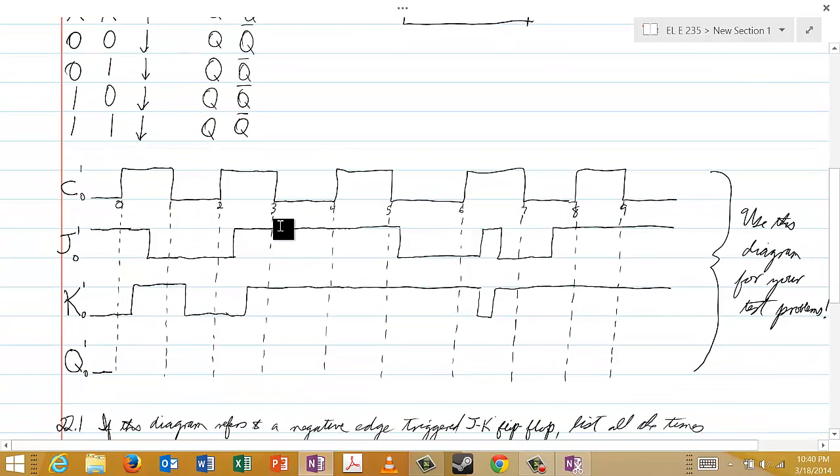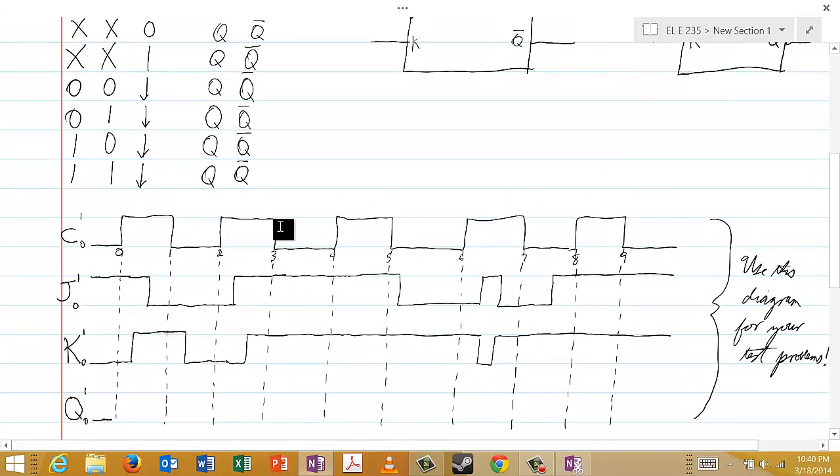And so now let's do as we did with our previous cases, and let's try to do an example problem. And by the way, as I've noted over here on the right, this diagram that I have here for C, J, and K, you'll be using this same diagram for the test problems. Okay? So let's try to figure out, if we were talking here about a positive edge triggered JK flip-flop, how we would fill in the rest of this information for Q.